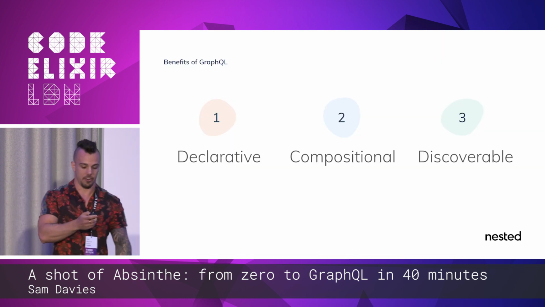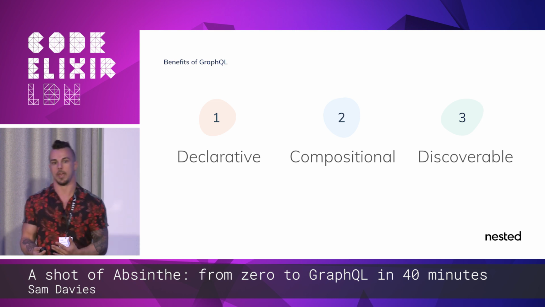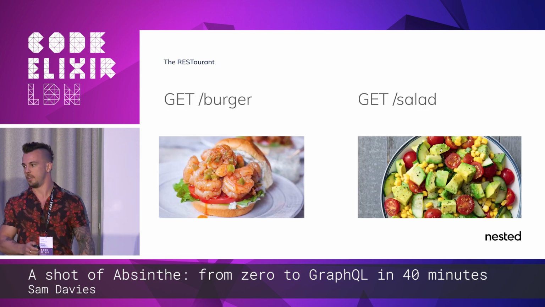So there are three major benefits of GraphQL. It's declarative, it's compositional, and it's discoverable. And these words don't really communicate much, so I'm going to try and explain the first two with this little analogy.